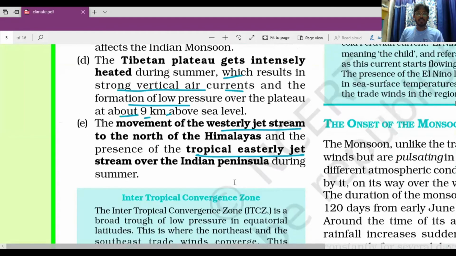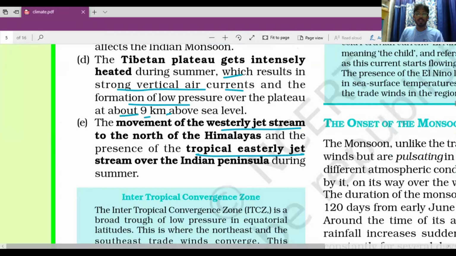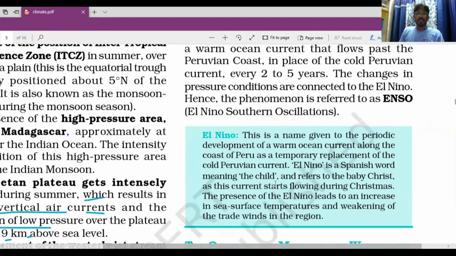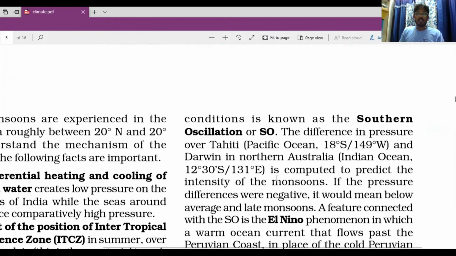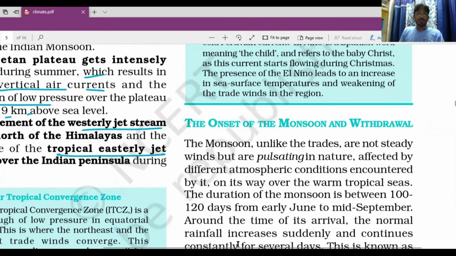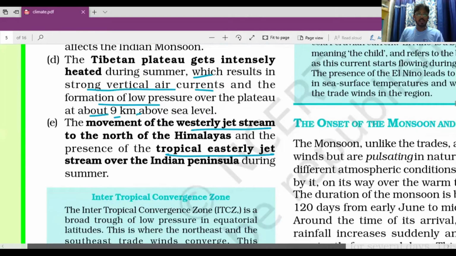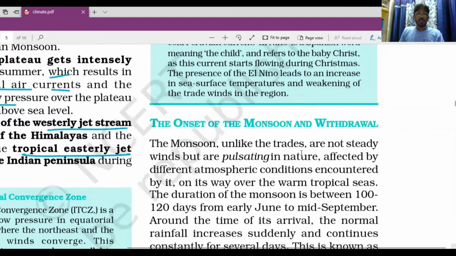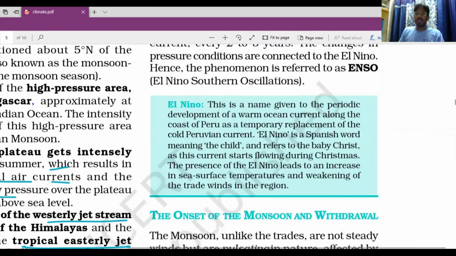So we have understood these 5 points. And what else? We have the southern oscillation. Yes, this El Nino we need to understand. This is a name given to the periodic development of a warm ocean current along the coast of Peru as a temporary replacement of the cold Peruvian current.